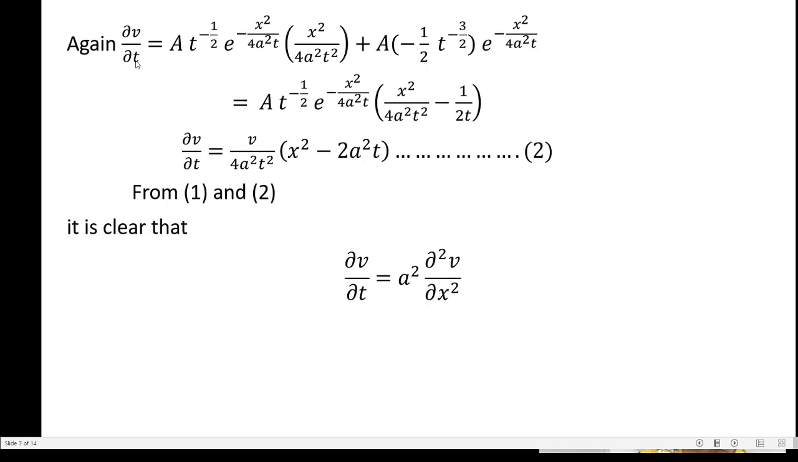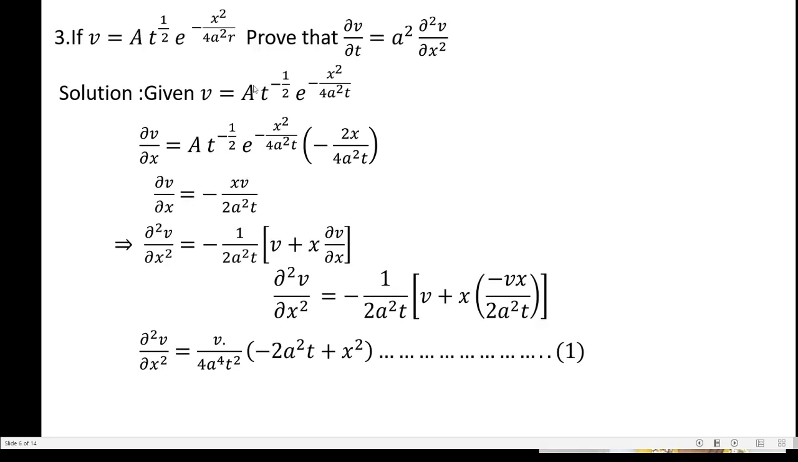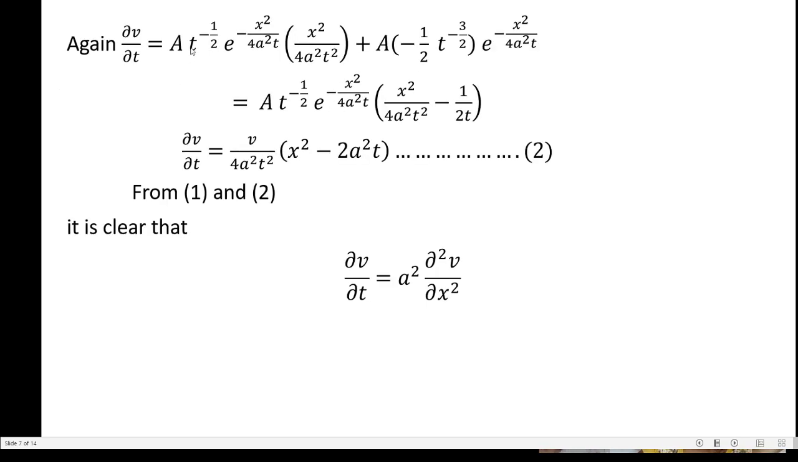Next, consider del v by del t. Del v by del t: look here, v is a into t to the power of minus 1 by 2 into e power minus x square divided by 4a square t. So, we have to differentiate with respect to t. What we have here, there is a t term and here also a t term. First function into differentiation of second function, right? So, a into t to the power of minus 1 by 2, here e power x differentiation is e power x.